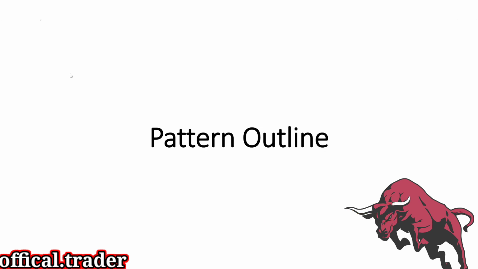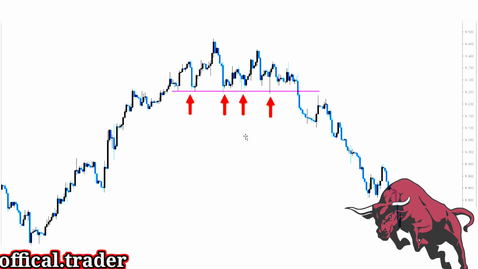The pattern outline. When we take a look at patterns and try to find patterns on our charts, there's usually an outline level, which can be a horizontal level, a support and resistance level, or a diagonal trend line. This is very important because we need to define how a pattern looks, so that we can also find the perfect entry point for a pattern.